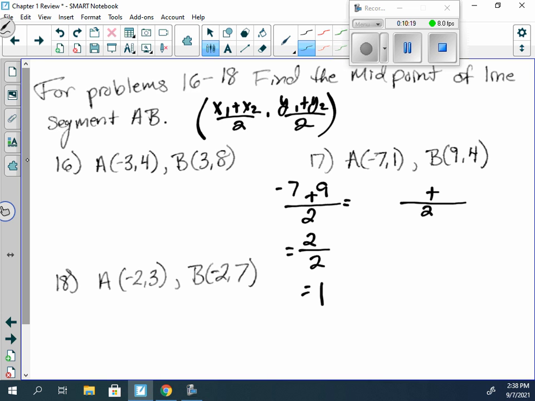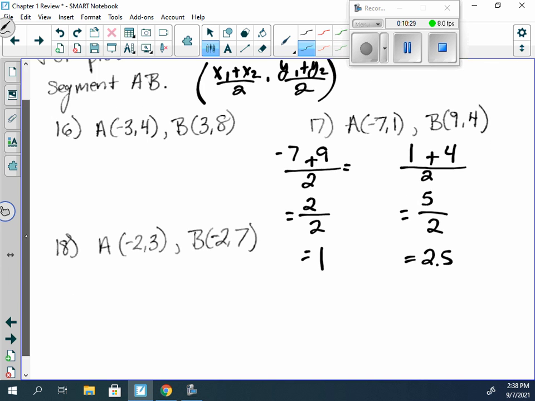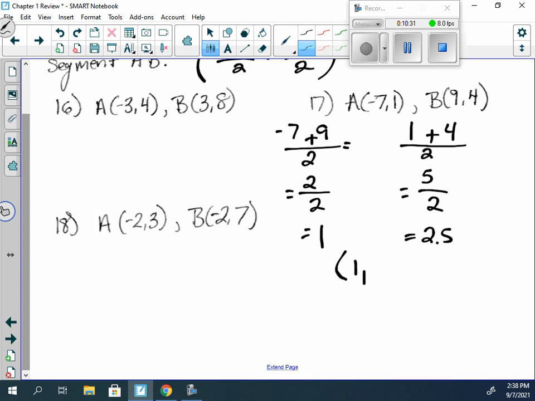What are our y values? 1, 4. So we can do 1 plus 4, which is 5. And 5 divided by 2 is 2.5. So the solution, our midpoint is 1 comma 2.5.